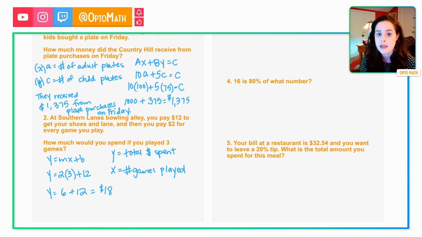So here's a little statement we need to write. How much would you spend if you played 3 games? So we're going to say you would spend $18 for 3 games.